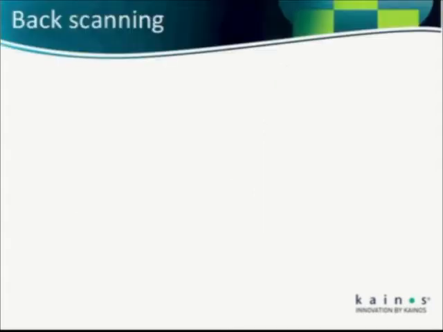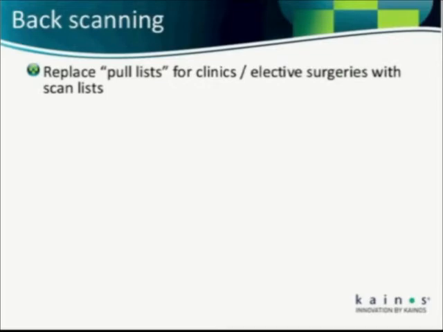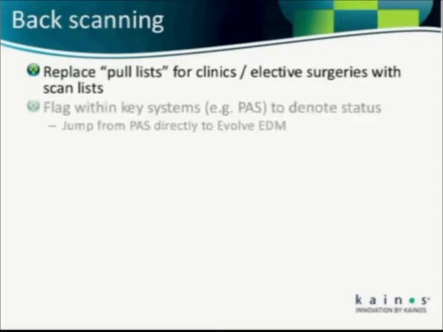So with backscanning, what we're doing is replacing the traditional pull lists that you would have had for your clinics with lists that are pulled and scanned into the system. And so a user within a clinic setting simply accesses the information online. Once that information has been pulled and scanned in, we could then potentially flag within the PAS system to say, well, actually this information is no longer available as a physical case note. You'll find it within Evolve.